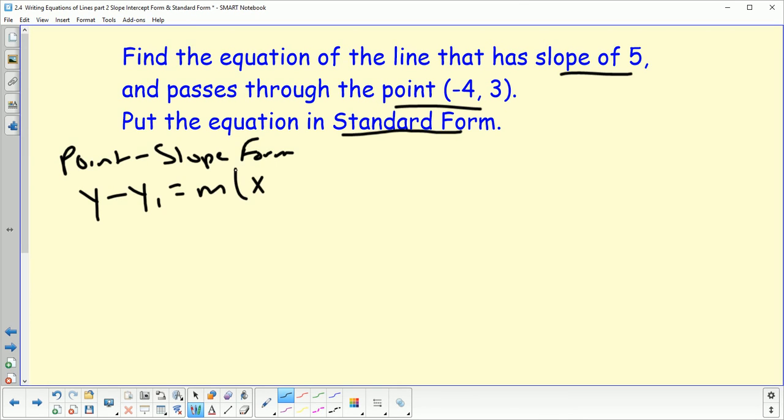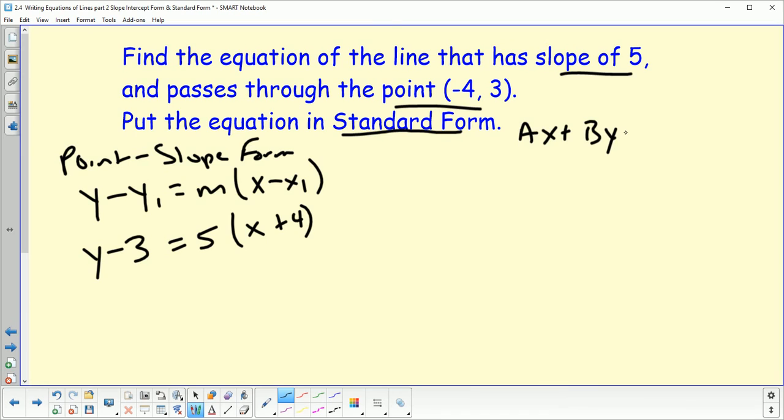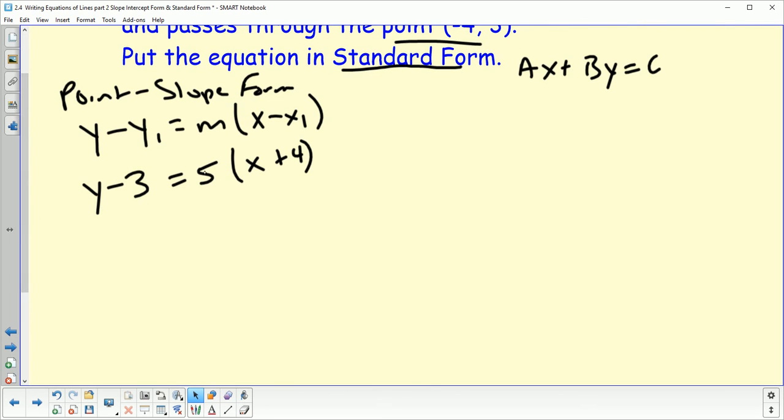And if I write down my point-slope form here, now all I need to do is plug in. So I leave the y minus, I'm going to plug in my y value is 3, equals my slope is 5, and my x value is -4. So minus a -4, I'm going to change into plus 4. Now to get it in standard form, remember we want ax plus by equals c, which means I need to get x and y on the same side and my constants on the other side. To do that, I'm going to start by distributing 5. So I get 5x plus 20.